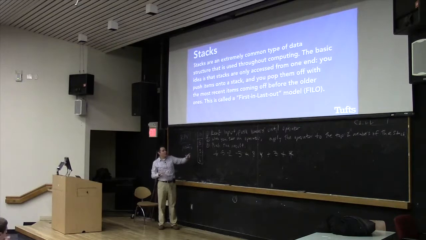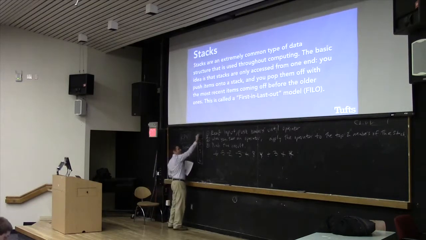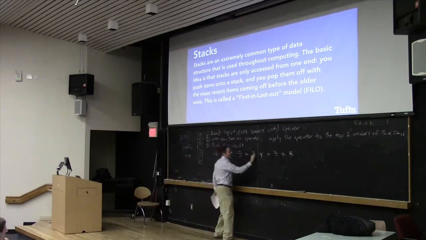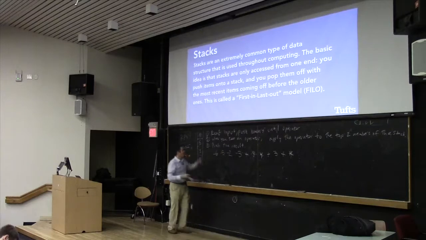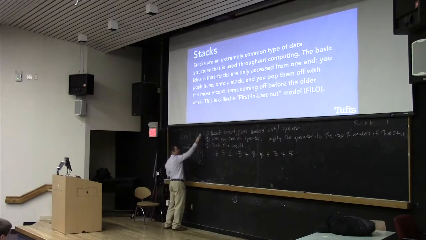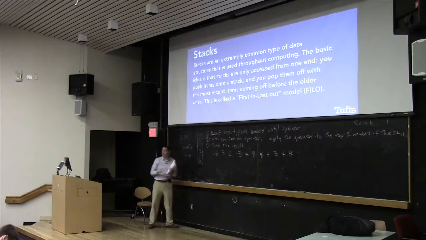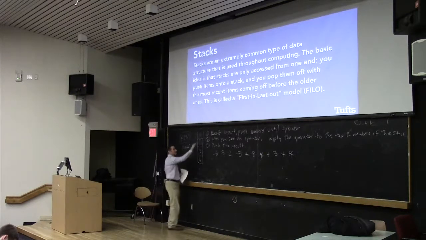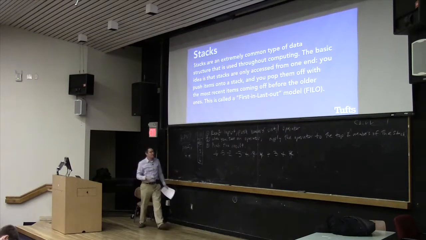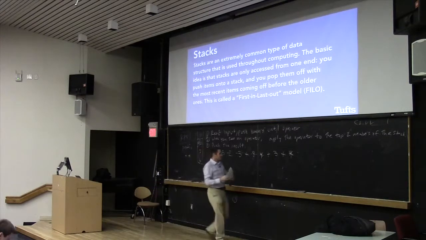So then we get to an 8. It's a number, so we push the 8 on there. And then we get to a times. The times says pop these two and multiply them. We pop the 8 and pop the 5. We multiply them, we get 40. Push the result.